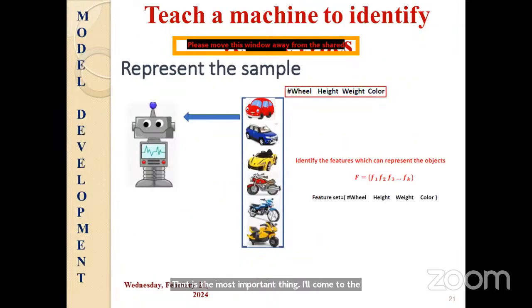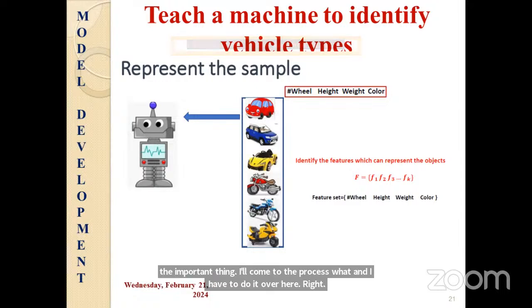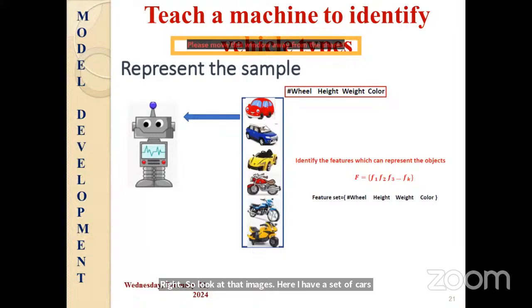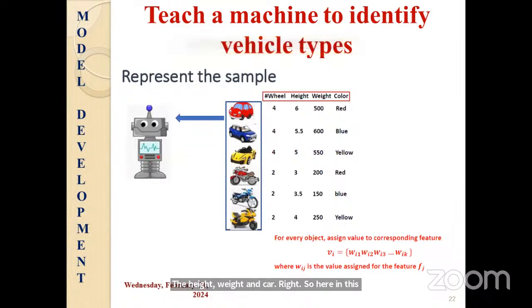Right, now this is a small example which will show you how to teach a machine to build a model. Look at these images. Here I have a set of cars and bikes: wheel, height, weight, color. What is all this? These are features, represented as F1, F2, F3, F4. This entire set is called a feature set. Here the feature set has 4 features: wheel, height, weight, and color. On this screen, we have given the values for it.